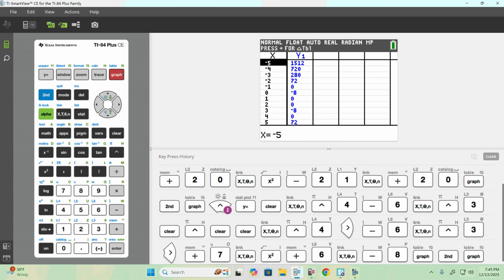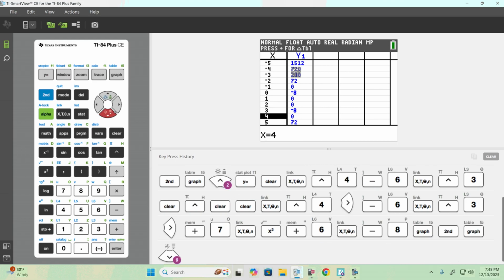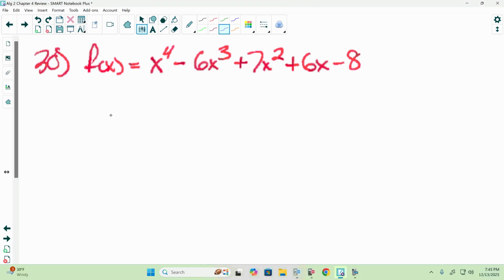And if I look at the table again, we're looking for what values of x make the function be 0. We're looking for what values of x make the y value be 0, not what values of y make the x values be 0. So at negative 1, the y value is 0. At 1, the y value is 0. At 2, the y value is 0. And at 4, the y value is 0. So negative 1, 1, 2, 4 is what the graphing calculator shows.